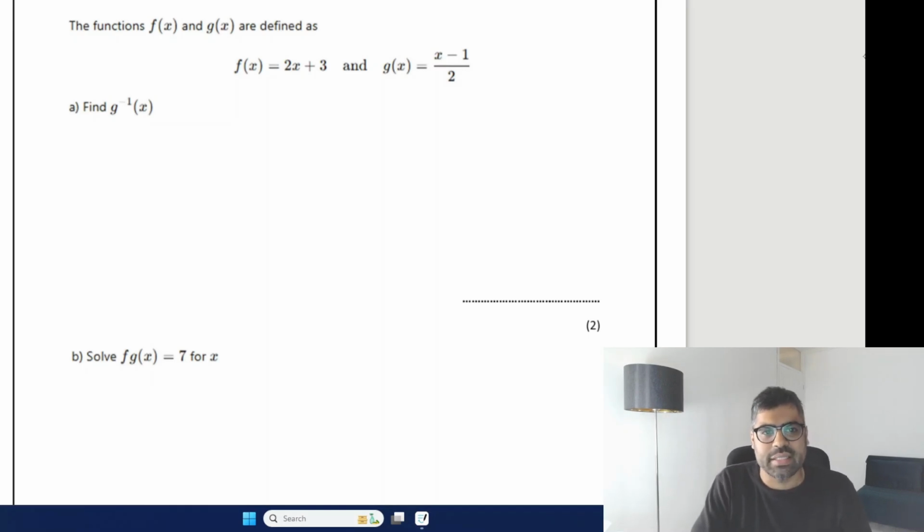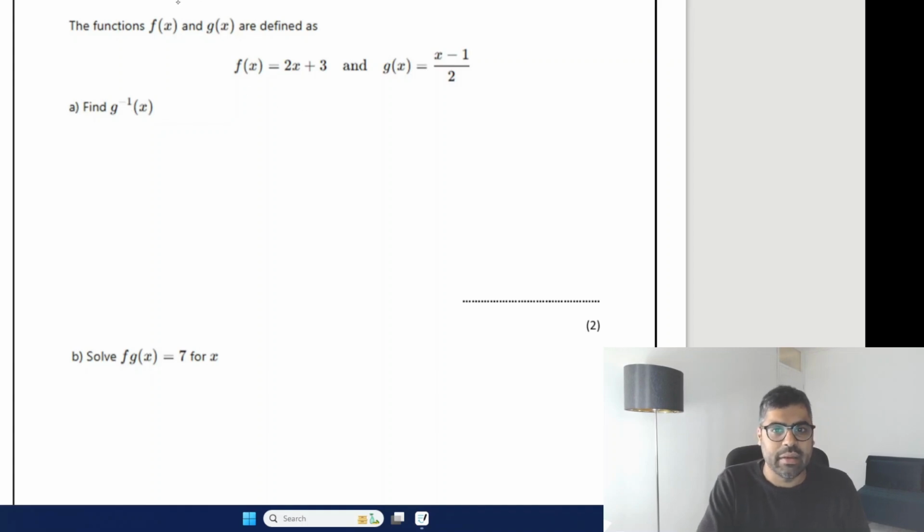Question 19, this is another one of my favorite topics, functions. So we have two functions, function f and function g. We're told for function f, we have f of x equals 2x plus 3. And for the second function, we have g of x equals x minus 1 over 2. So we need to find the inverse function for g.